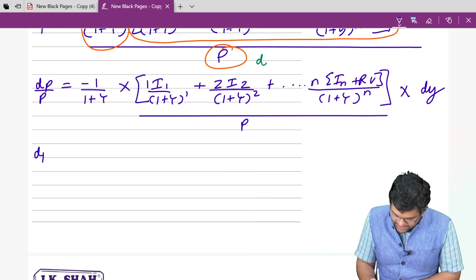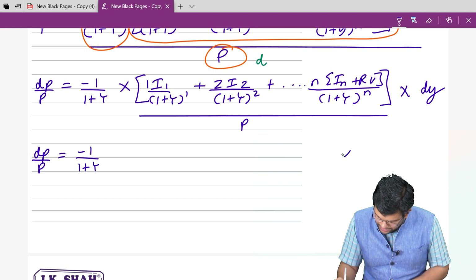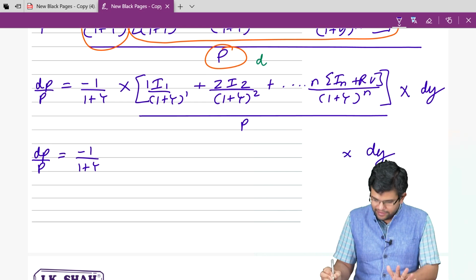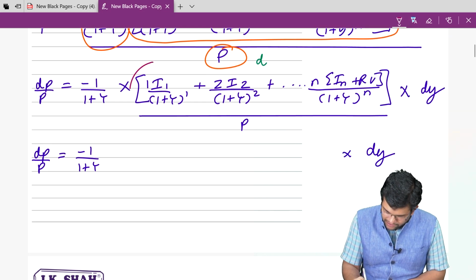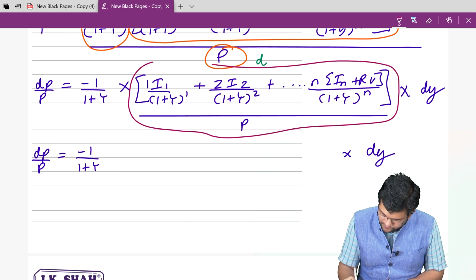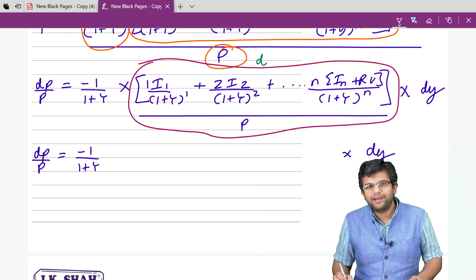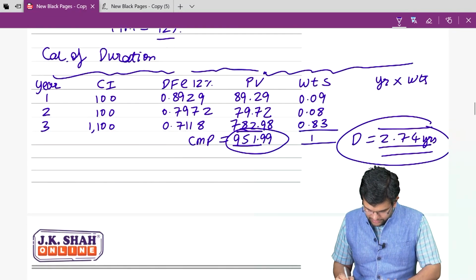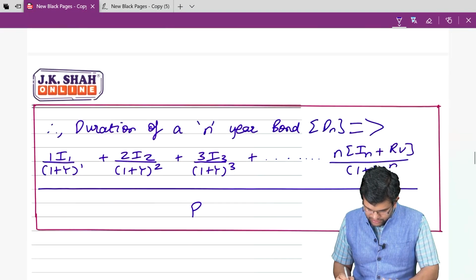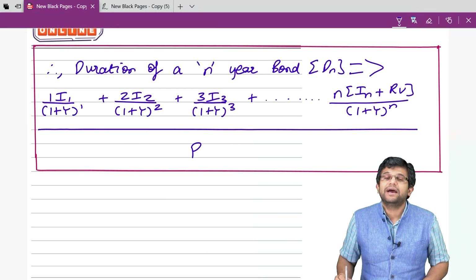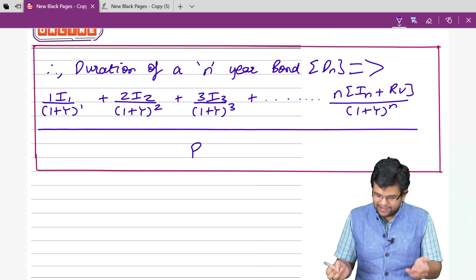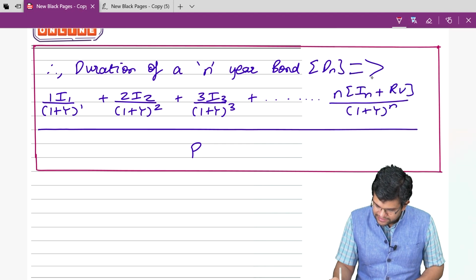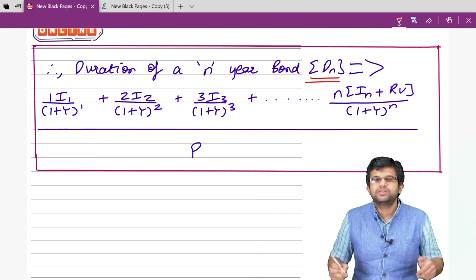See, dp upon p is equal to minus 1 upon 1 plus y into dy, not changing anything here. But now this central term here, that we did as b upon d. Children, have you seen this somewhere? Yes, of course you have seen it. I'll show it to you, children. We had studied this in the duration model. Do you remember this entire equation? This is exactly that equation, duration of n years.